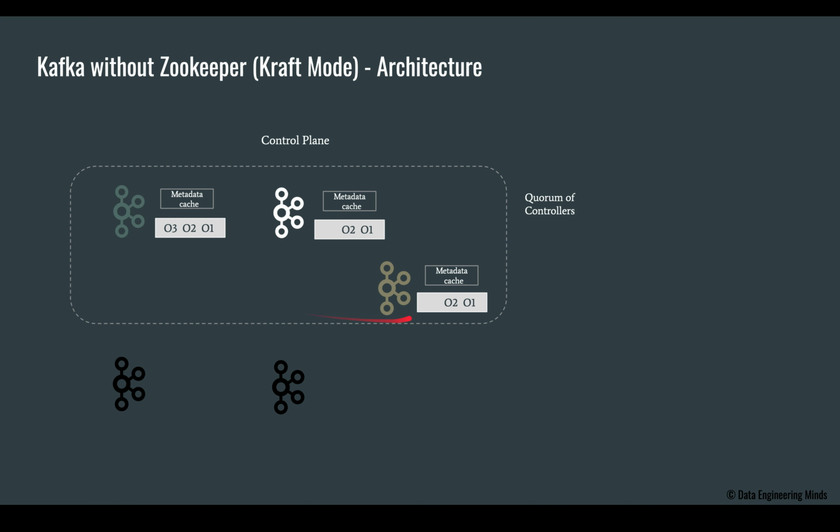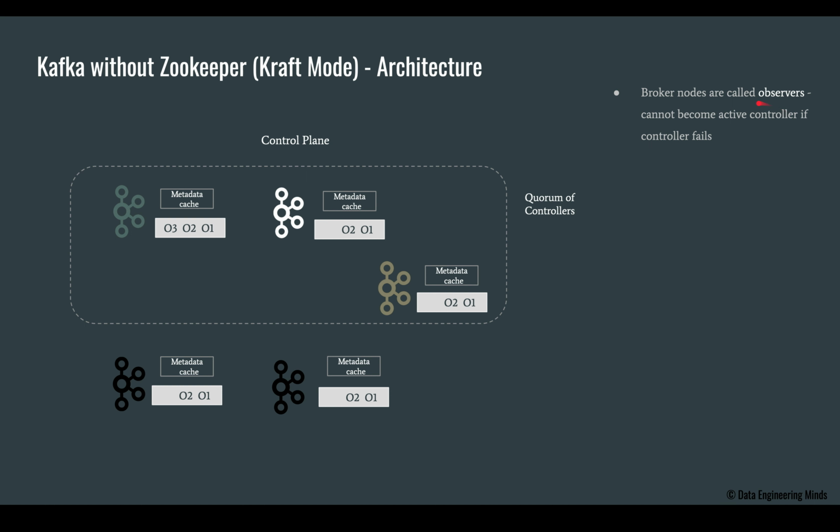Similar to how all these controller nodes maintain a replica of the metadata partition and then replicate the metadata, all the broker nodes also maintain a replica of the metadata partition and then they replicate the metadata. In addition to that, all the broker nodes also maintain the latest committed metadata inside their metadata cache. The broker nodes in this context are called observers.